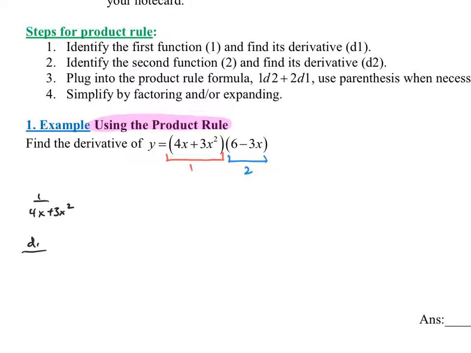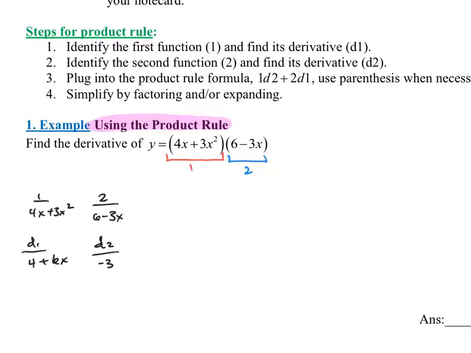What's the derivative of that? The derivative of 4x would be 4 times 1, which is 4. And the derivative of 3x squared would be 3 times 2x, which would be 6x. I don't need to see those intermediate steps anymore, because that's not all you're doing in the problem. Let's look at the second function. The second function was 6 minus 3x in the original problem. So what's the derivative of the second function? The derivative of 6 is 0. And the derivative of negative 3x would be negative 3 times 1, which is simply negative 3.